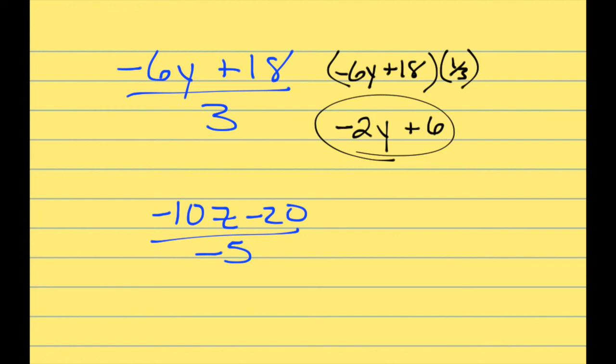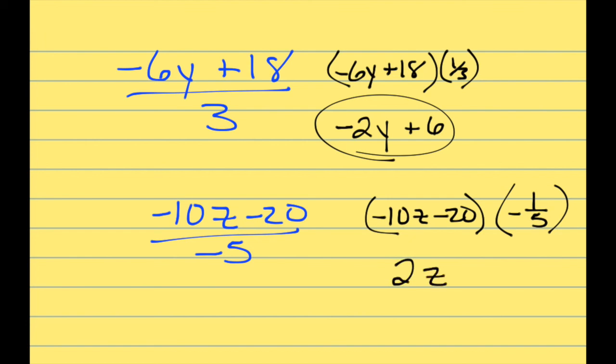For the second one, same idea. Negative 10z minus 20 in parentheses for the whole top times negative 1/5. We know that negatives times negatives make positive. So negative 10z times negative 1/5 is going to be a positive, and a fifth of 10 is 2z. And negative 1/5 times negative 20 gives us a positive, and a fifth of 20 is 4.